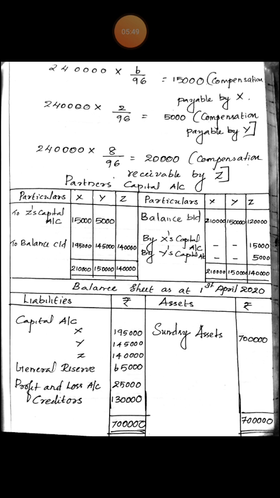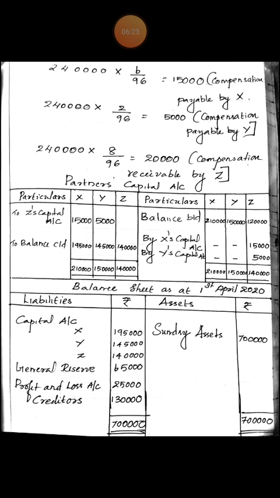Next, balancing of capital accounts. Capital balances are 1,95,000, 1,45,000 and 1,40,000. The balance sheet of the reconstituted firm will record this balance. Next, preparation of balance sheet. First, capital accounts of partners: X 1,95,000, Y 1,45,000, Z 1,40,000. These amounts are the balances of capital accounts.